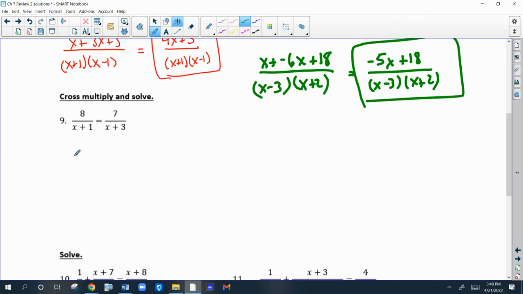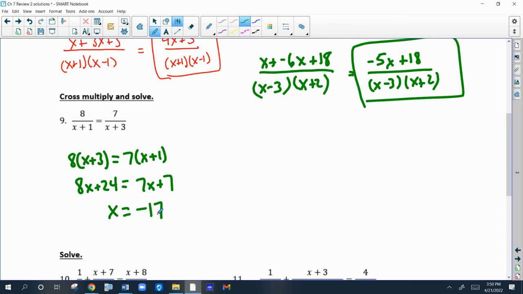We'd have 8 times x plus 3 equals 7 times x plus 1, and just solve. So distribute the 8, distribute the 7. Now subtract 7x. This is a linear equation, not quadratic, so I just want to bring all the x's on one side and all the numbers on the other side, all the constants. So 8x minus 7x is x. 7 minus 24 is a negative 17. Check to make sure it doesn't make any of the denominators 0. It doesn't, so it's not extraneous, so that's your answer.